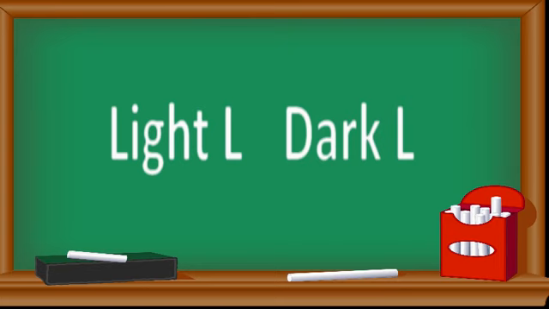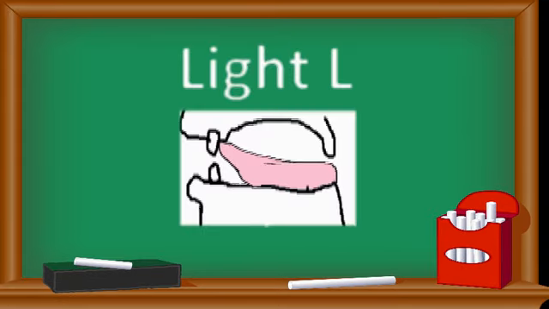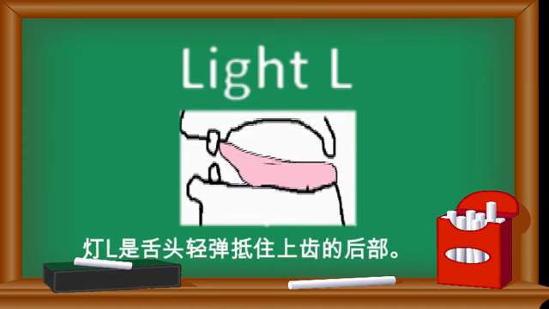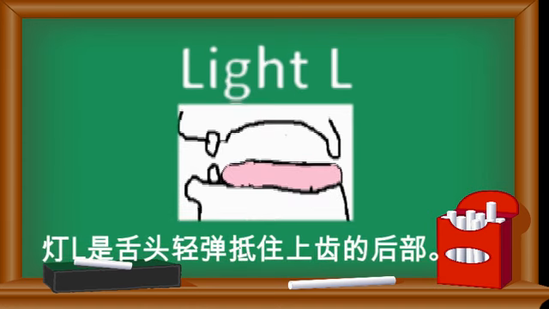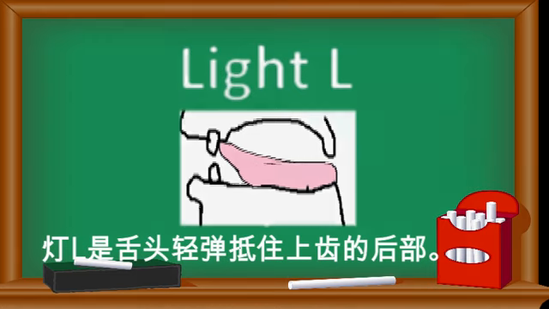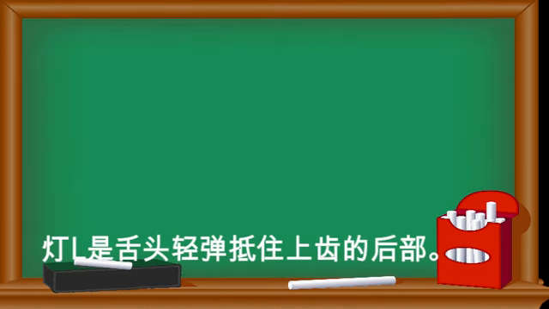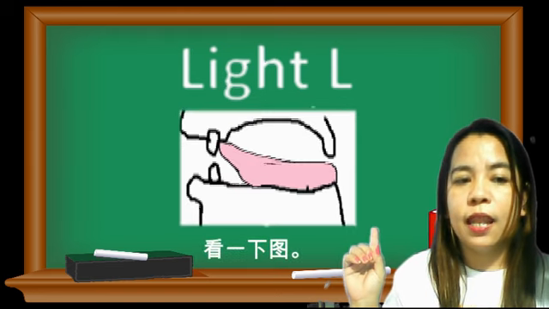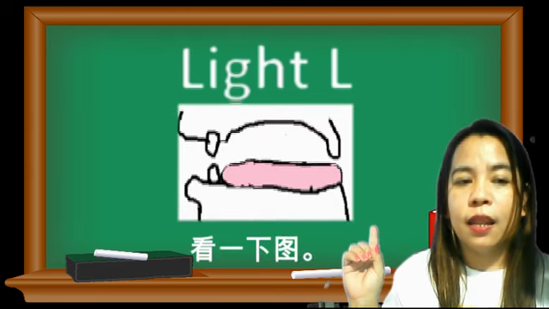Let us continue our lesson about the two sounds of the letter L. The light L and the dark L. The light L is a flick of the tongue against the back of the upper teeth. L, L. Look at the diagram. L, L.